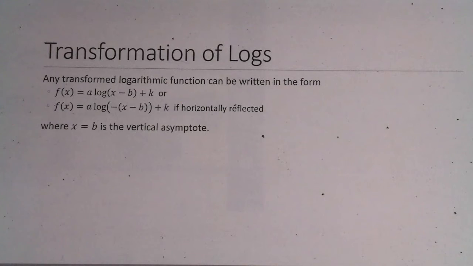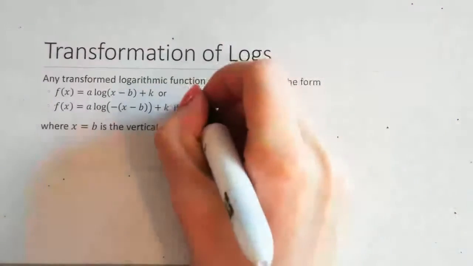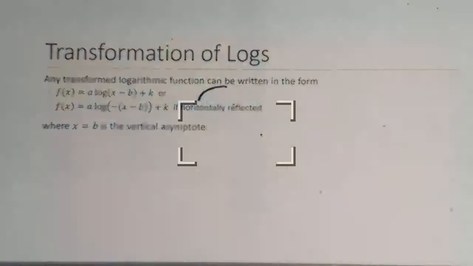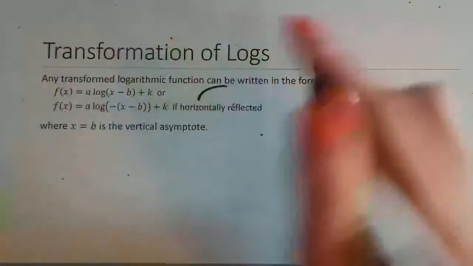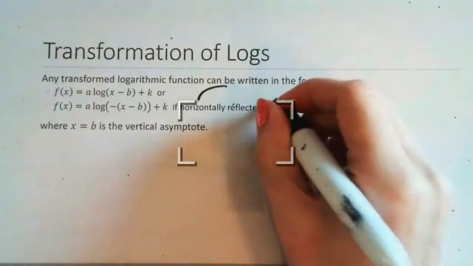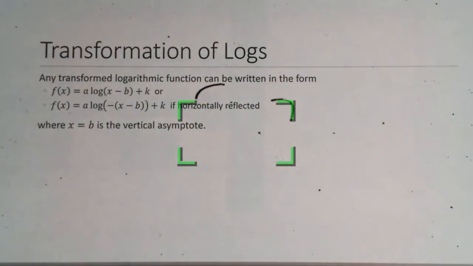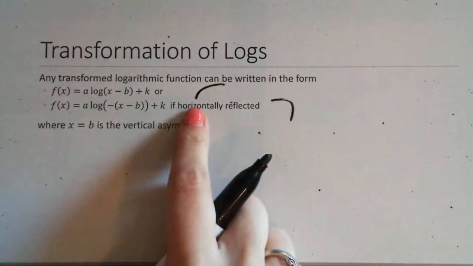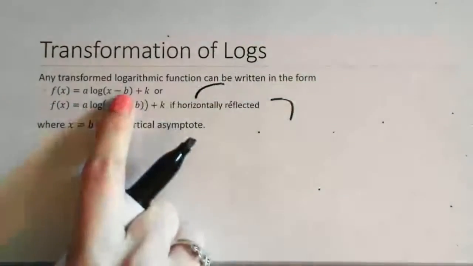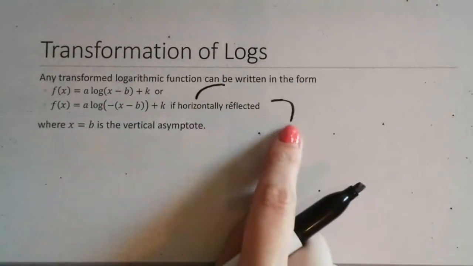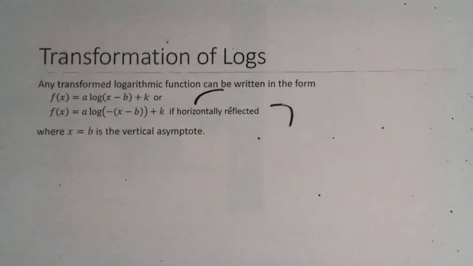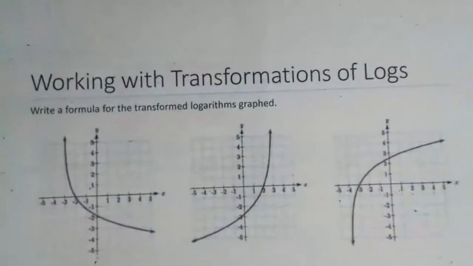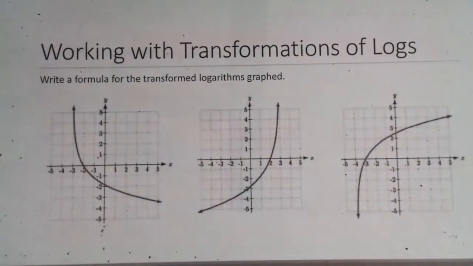So we have to think about what that means. Our normal logarithm function is increasing concave down. If we horizontally reflect that, that would be flipping it this way. It would look like that. So the way I think of it is if the vertical asymptote is on the left, we're normal. If the vertical asymptote is on the right, we're going to have to do this little negative flip here. So let's see what that looks like. We're going to write a formula for the transformed logarithm's graph.